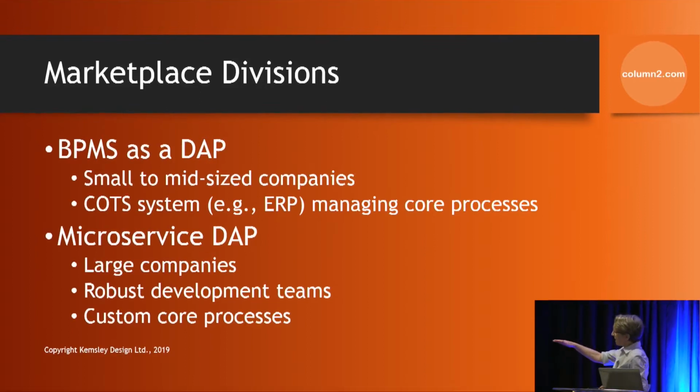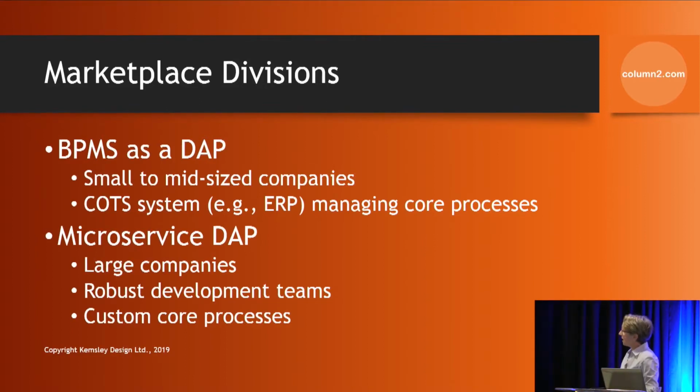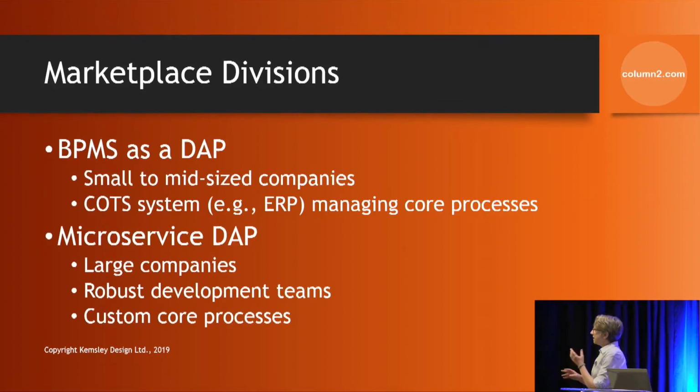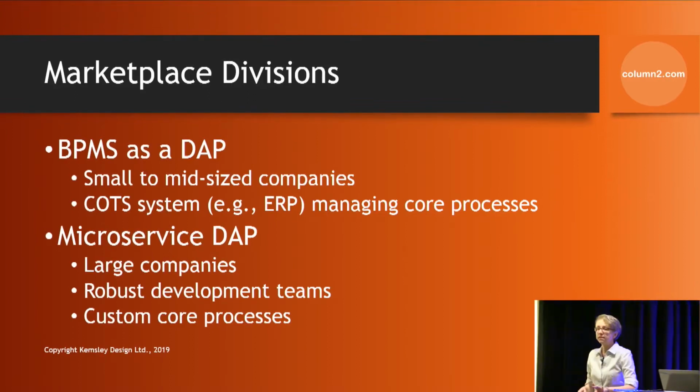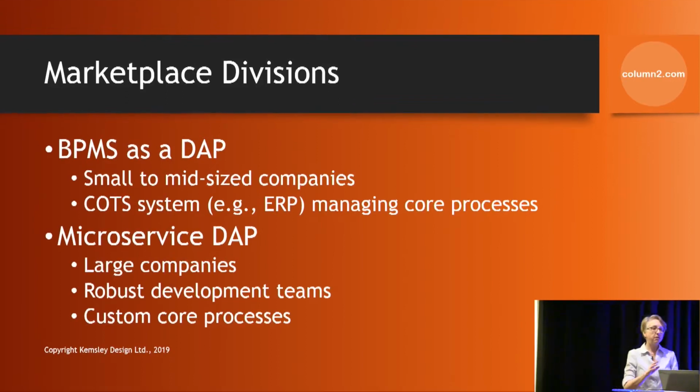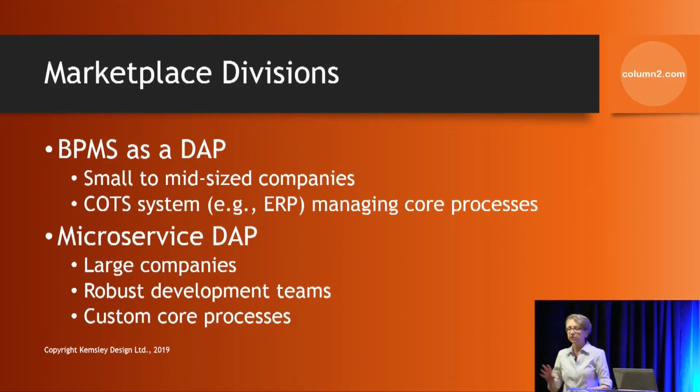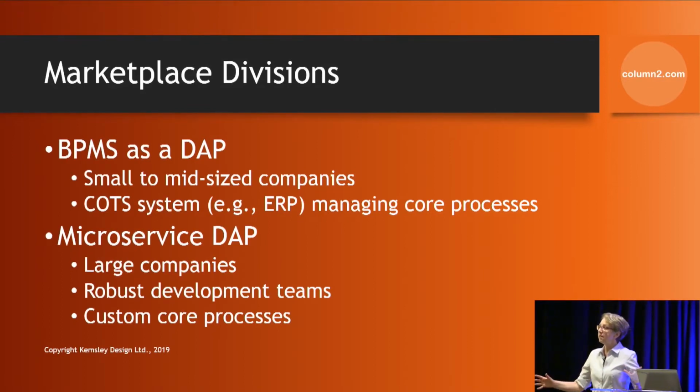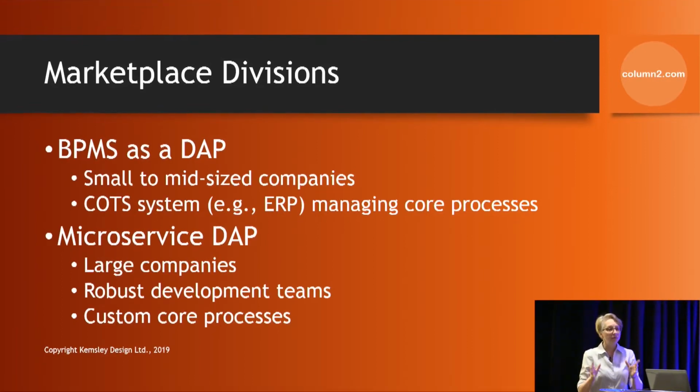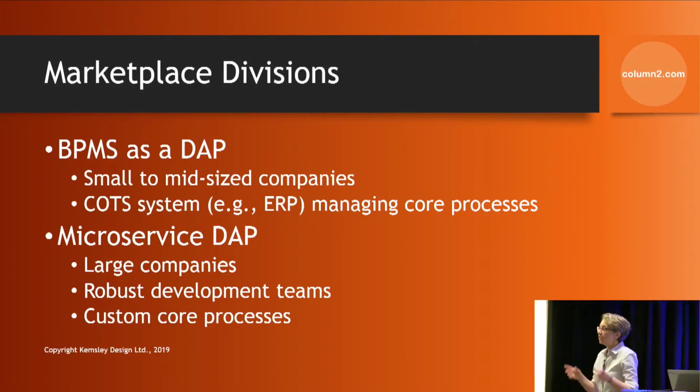But the microservice type DApp that I've been talking about in the last few slides, this is where we're looking at typically custom core processes within large companies. So again, it could be financials, manufacturing, pharmaceuticals, whatever your industry is. These are big companies, and one of the reasons they're building their own internal core processes is because those core processes are a competitive differentiator for them. So they need to be able to change those core processes quickly, add in new capabilities, and it's not just about that front-end customer experience. It's not just about building a prettier app with nicer colors.